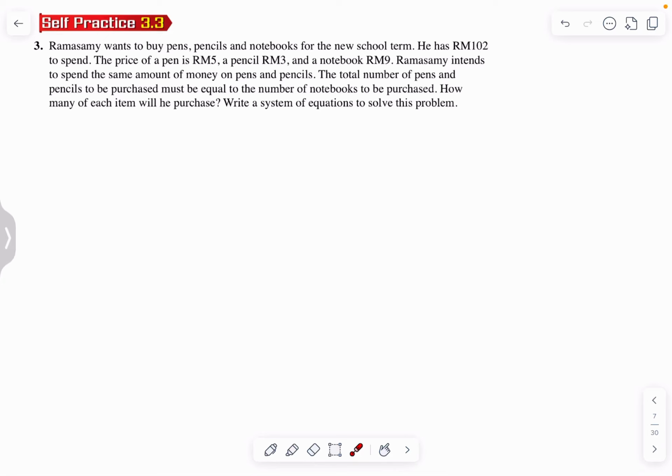Question 3. Ramasamy wants to buy pens, pencils and notebooks for the new school term. He has 102 ringgit to spend. The price of a pen is 5 ringgit, pencil is 3 ringgit, notebook 9 ringgit. So if he buys X number of pens, Y pencils and Z notebooks, 5 ringgit times X plus 3 ringgit times the number of pencils plus 9 ringgit times the number of notebooks, total will be 102 ringgit. This is our equation 1.